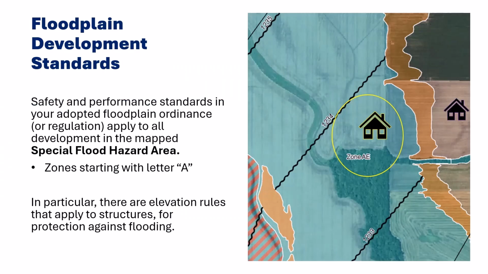Local NFIP participating communities agree to adopt and enforce ordinances and regulations that meet or exceed federal requirements to reduce the risk of flooding, protecting people and property. These adopted rules apply to all development in the special flood hazard areas identified on regulatory maps. In particular, structural development has certain elevation rules that apply for protection against flooding.